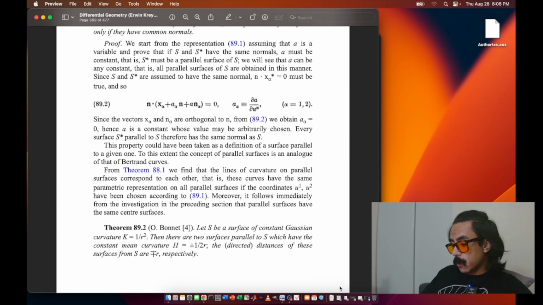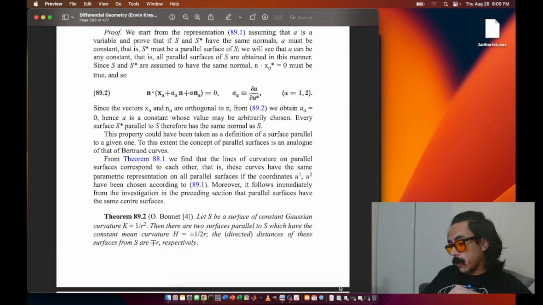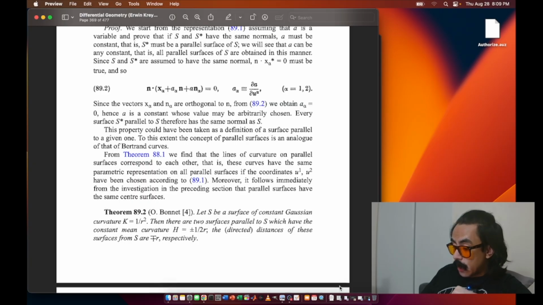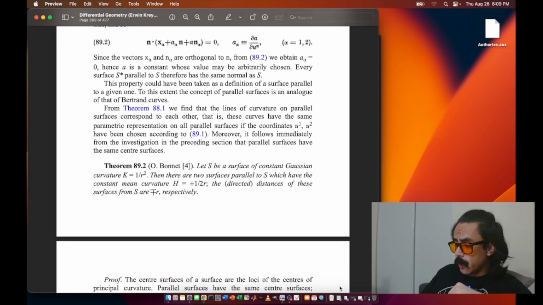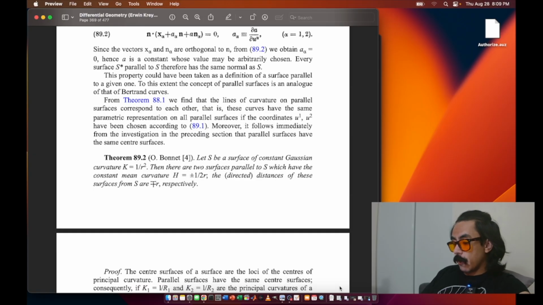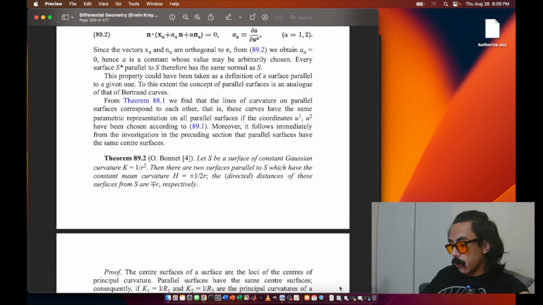Since the vectors x sub alpha and n sub alpha are orthogonal to n, then from this expression that I just read, we obtain that a sub alpha is equal to 0. Hence, a is a constant whose value may be arbitrarily chosen. Every surface S star parallel to S therefore has the same normal as S. This property could have been taken as a definition of a surface parallel to a given one. To this extent, the concept of parallel surfaces is an analog of that of Bertrand curves.